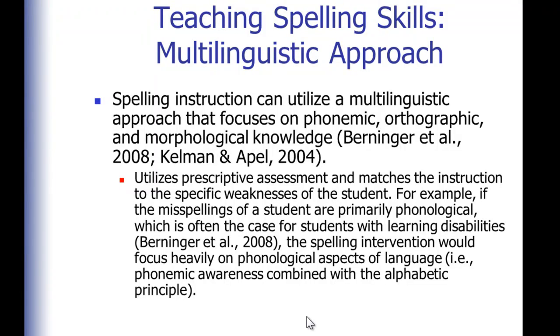This is the multilinguistic. I need to say that word. Multilinguistic approach. This is where we start to get into the multiple things. Spelling instruction can utilize a multilinguistic approach to focus on phonetic, orthographic, and morphological aspects. I like that word too. Utilize a prescriptive assessment that matches the instruction to the specific weakness. This is where you've analyzed what the weakness is. For example, the misspellings of a student are primarily phonological, which is often the case for students with learning disabilities. The spelling intervention would focus heavily on phonological aspects of language.